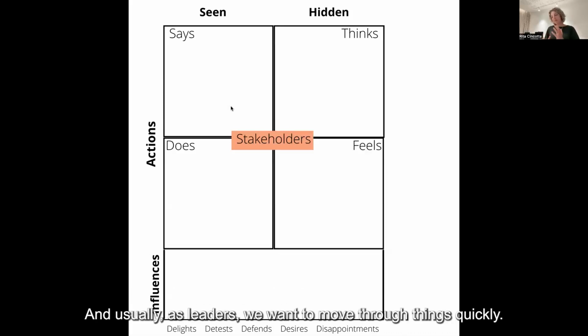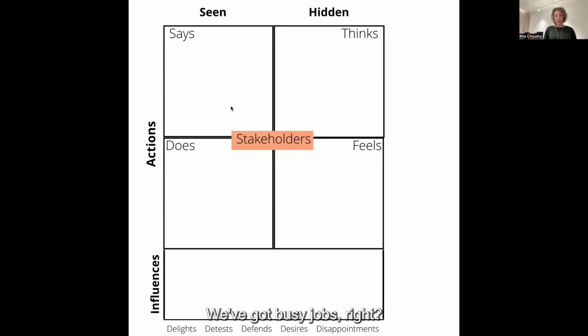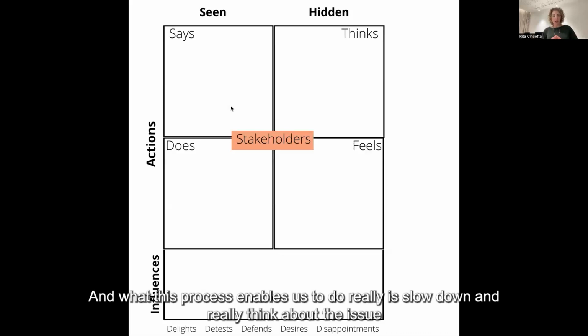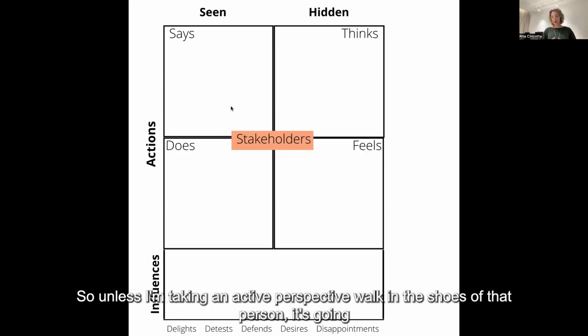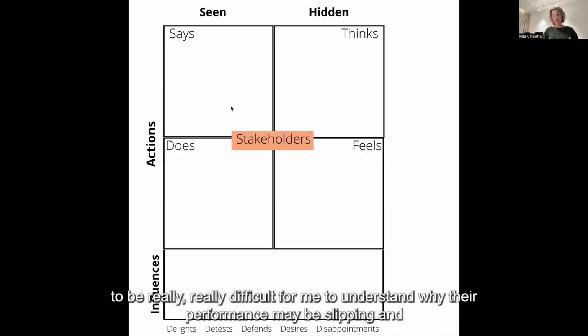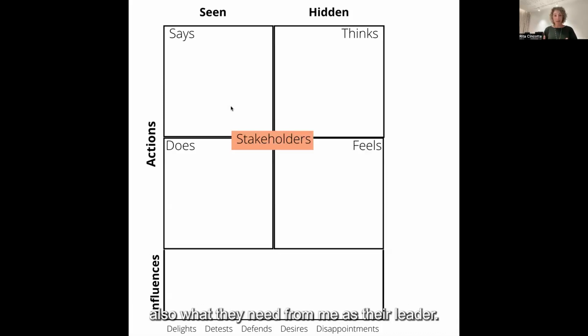And usually, as leaders, we want to move through things quickly. We want to problem solve. We've got busy jobs, right? We're trying to meet operational requirements and lead. What this process enables us to do is slow down and really think about the issue from that person's perspective. It's what I like to call a perspective walk. Unless I'm taking an active perspective walk in the shoes of that person, it's going to be really difficult for me to understand why their performance may be slipping and also what they need from me as their leader.